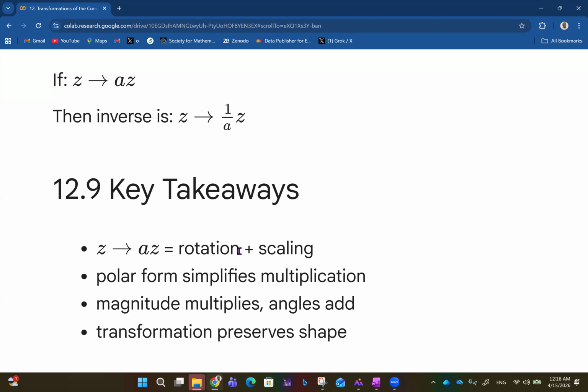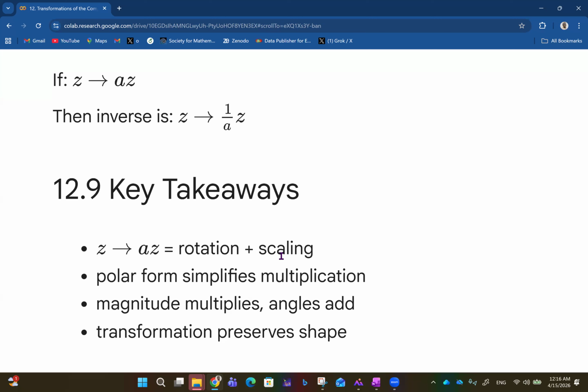Like in that polar form, we see the magnitude multiply magnitude, and then the angle being added together. Then we have polar form simplifies multiplication, and magnitude multiplies, angles add. Okay, magnitude multiplies and angles add. Then transformation preserves shape.